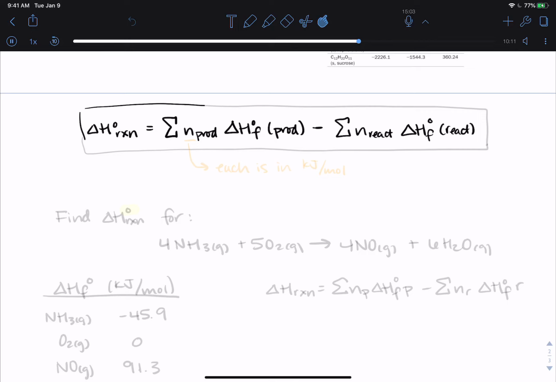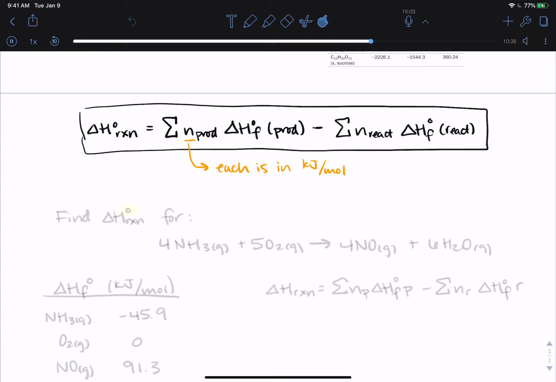So we will do an example with this, but look, it's products minus reactants, which is final minus initial. And then we use these n values because each is in kilojoules per mole and it's extrinsic. It depends on the exact amount. So it's going to depend on the stoichiometry of your reaction.